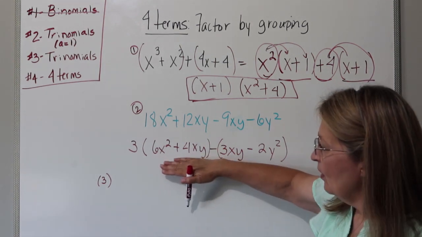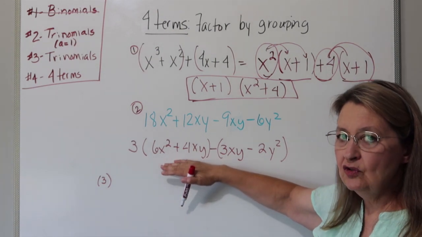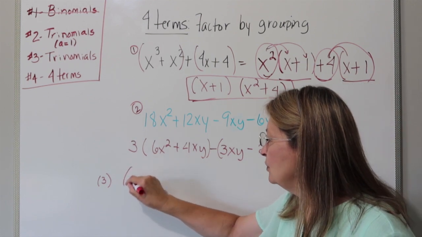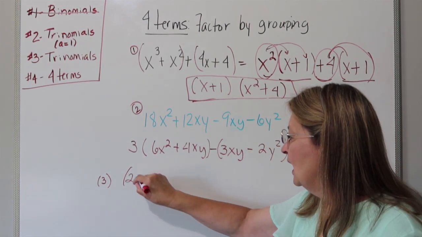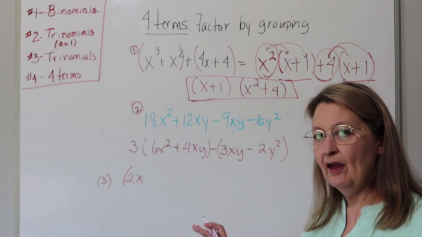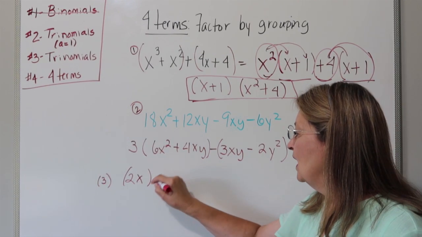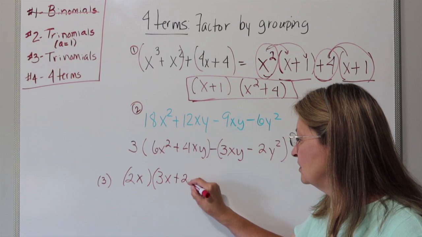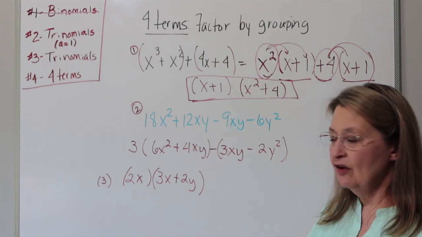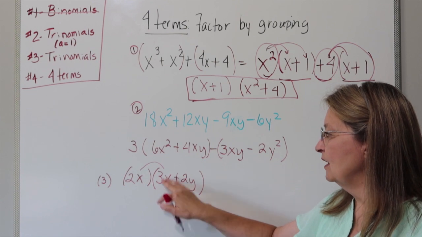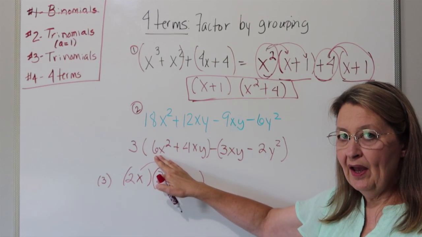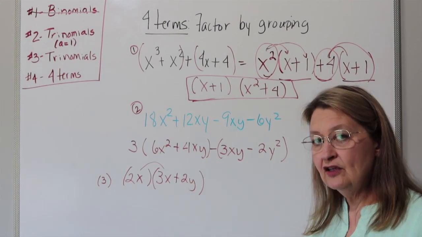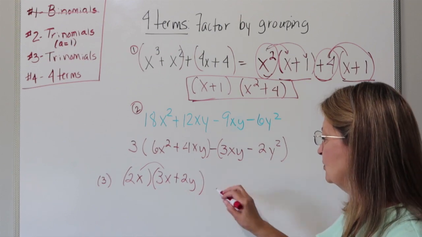Now within this set right here, within this binomial, what is its greatest common factor between 6x squared and 4xy? Well, let's see. 2 will go into both numbers. I have an x in both of them, and what's my lowest power of x? Just the x. And when I factor that out, I'm going to have 3x plus 2y left. Check yourself. If you multiply 2x times 3x, do you get this original number, 6x squared, back? Yes. If you multiply 2x times 2y, do you get 4xy? Yes. So that factorization holds.